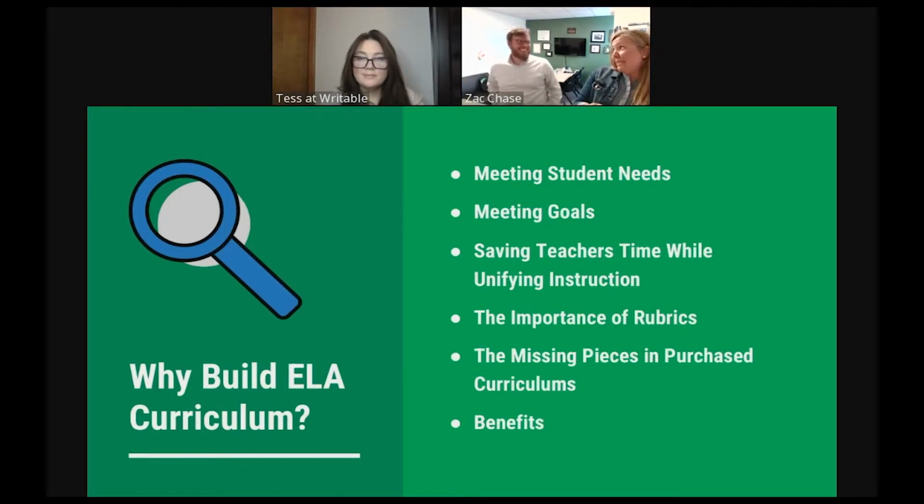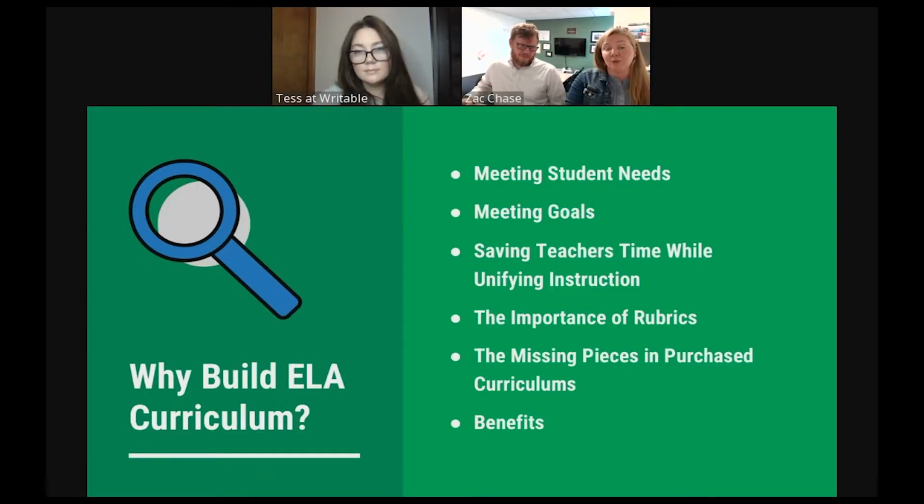Go ahead. I was going to jump into missing pieces and purchased. And so the things I think that a lot of us as language arts teachers, and I guess any secondary teachers with purchased curriculums, there are so many missing pieces. And I think a lot of times we just spend all of our time creating our own resources to make up for those missing pieces.